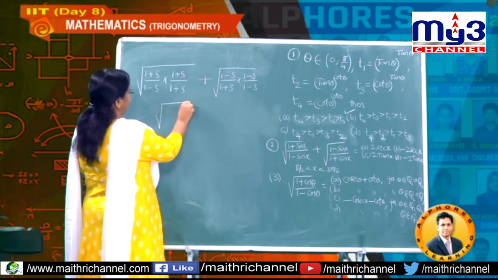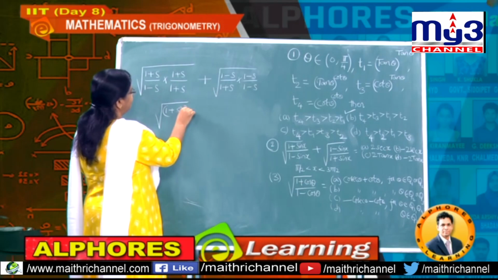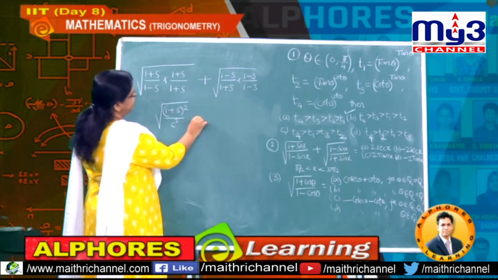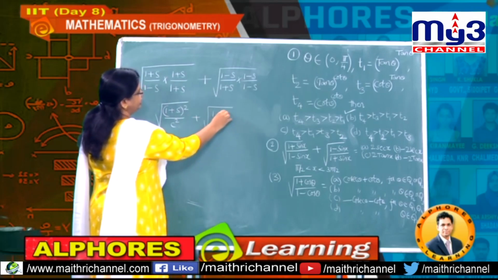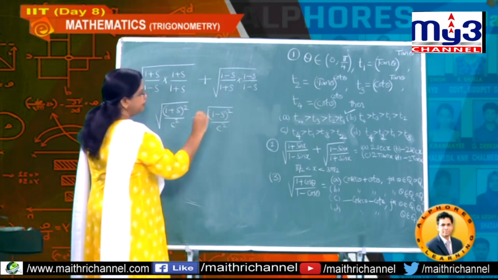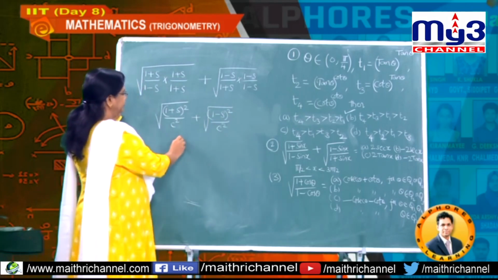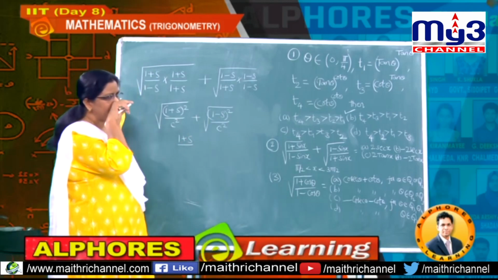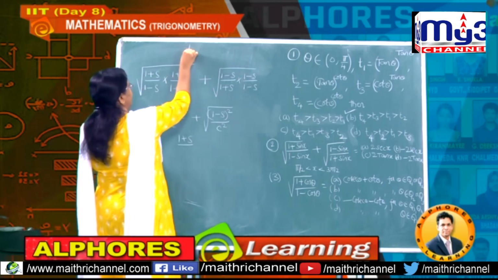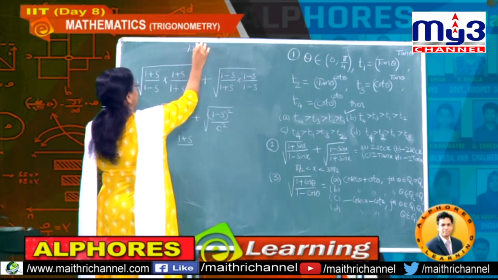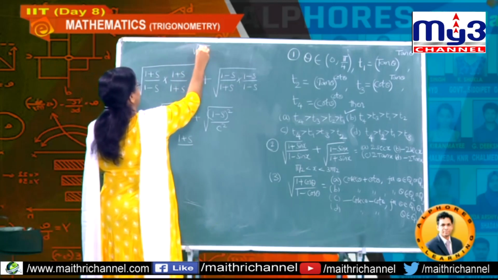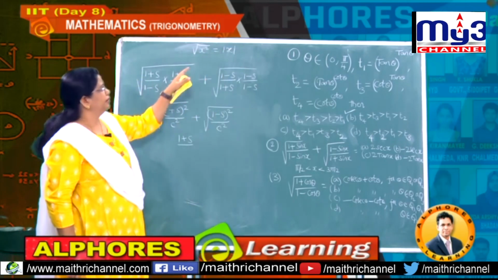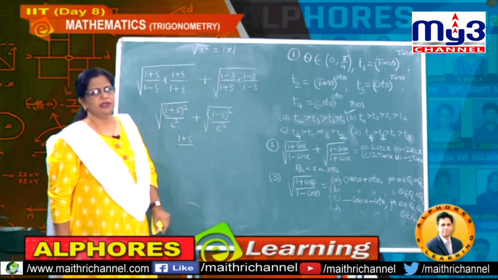Then the numerator, what is the value? 1 plus sine whole square divided by 1 minus sine square, that is cos square, and plus here under root of 1 minus sine whole square divided by cos square. Got it? Now this is 1 plus sine divided by root cos square. I cannot write directly cos. What is the reason? Earlier also we observed, the square root of x square is nothing but mod x. Mod x means plus or minus x. That means the square root outcome must always be positive.